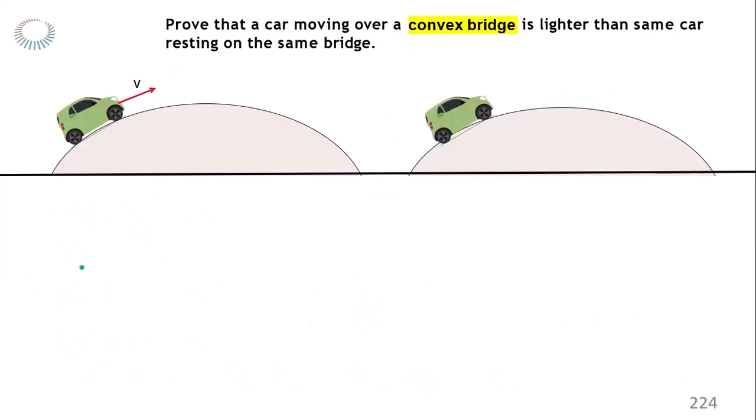So here you are asked to calculate or prove that a car moving over a convex bridge is feeling lighter than the same car resting on the same bridge. So once the particle is moving with a velocity, that is case number 1. And when it is resting, that is v equals to 0. So let us say it is case number 2. So feeling lighter means you have to check the normal.